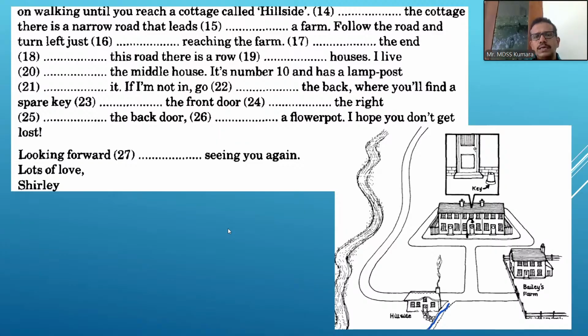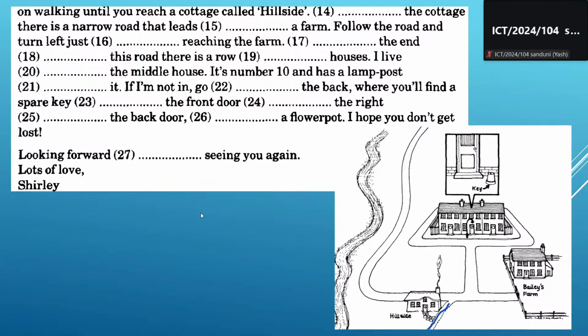Okay, so we'll look at the next answers. Keep on walking until you reach a cottage called Hillside. Blank the cottage, there's a narrow road. What is the answer? Pass. I didn't hear you. Pass. In front of.